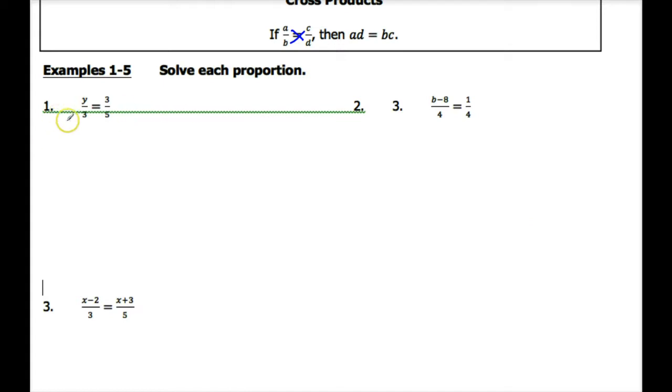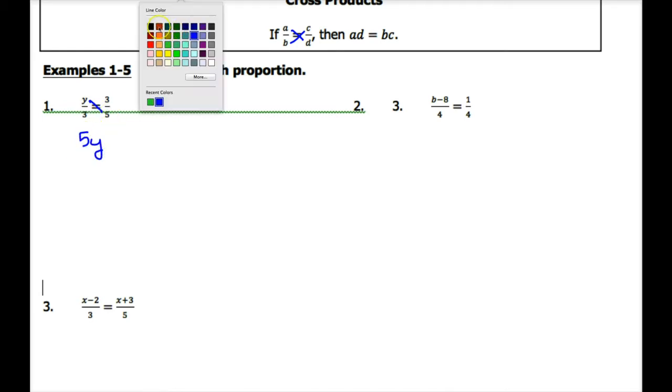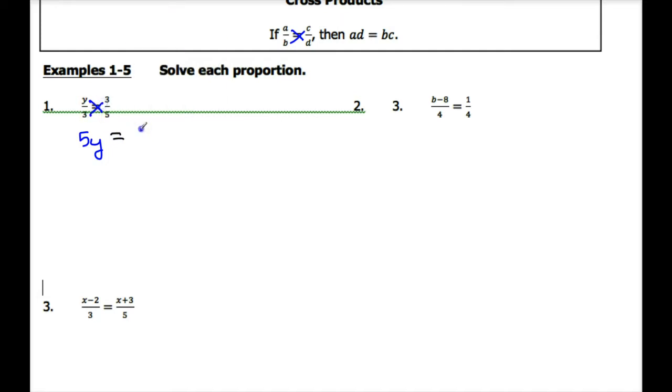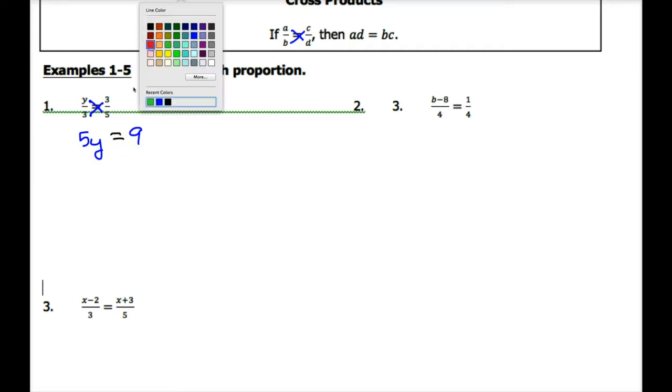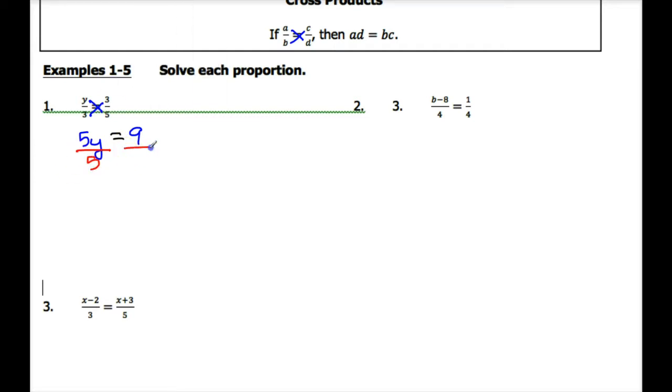Okay, so number one, we have y divided by 3 equals 3 divided by 5. And so what we're going to do is use cross products, and we're going to take this diagonal, y times 5, write that as 5y, and set that equal to our other diagonal, 3 times 3, which is 9. So now we'll write the equation 5y equals 9, and if we solve that equation for y, we need to divide both sides by 5, and that gives us y equals 9/5, or that would be the same thing as 1.8.